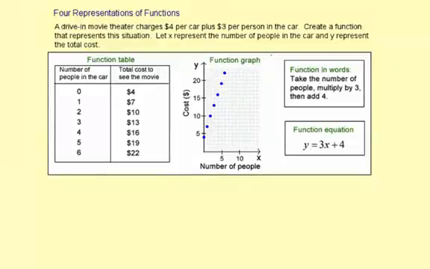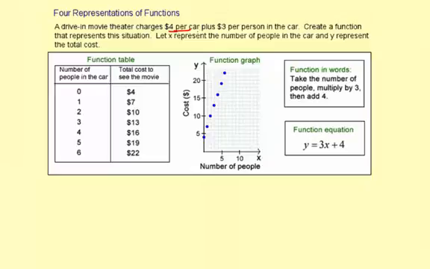For representation of functions. Now, I just want to take a couple of minutes to talk about the different ways that you can represent a function and just explain briefly why they all say the same thing. So here we have a drive-in movie theater charges $4 per car. There's that word per again, which means $4 per car is the rate.